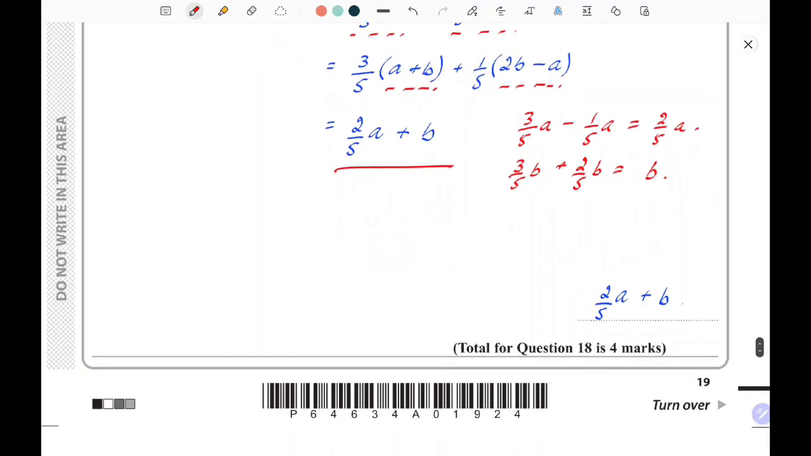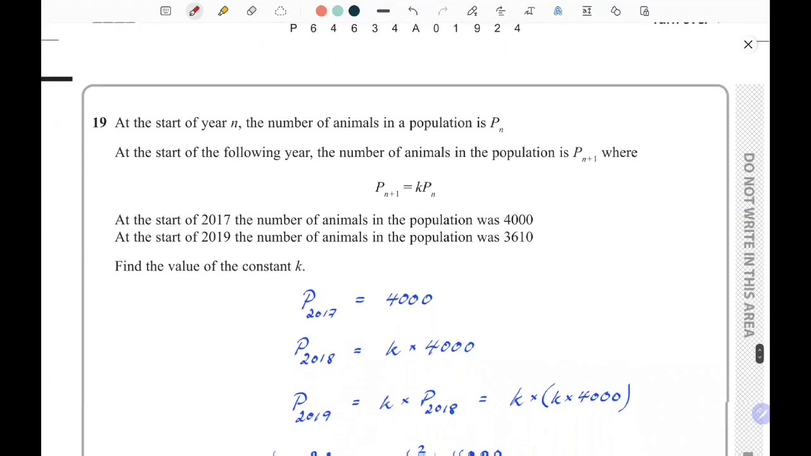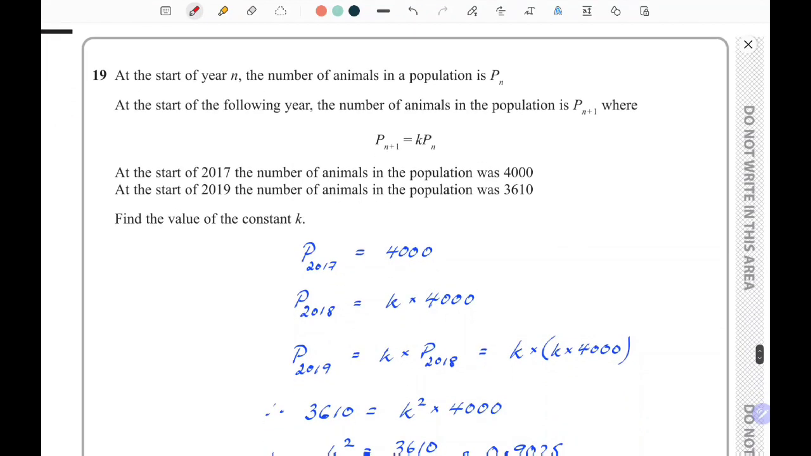I hope that made sense. Okay, number 19. This is one of those growth questions, and it also uses another thing called iteration.